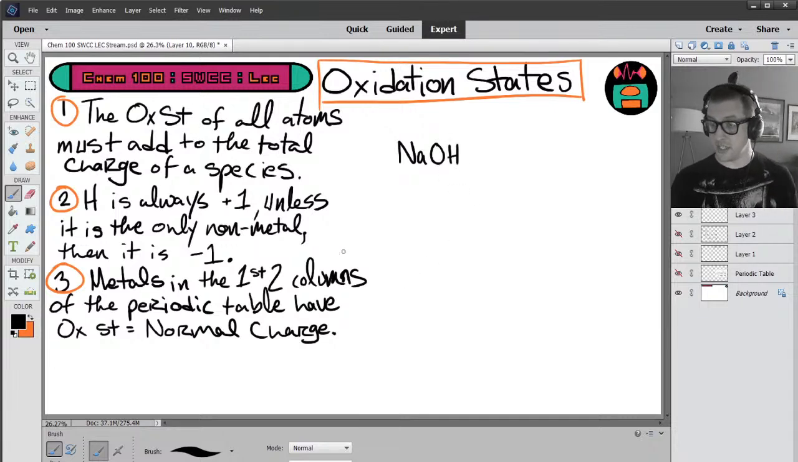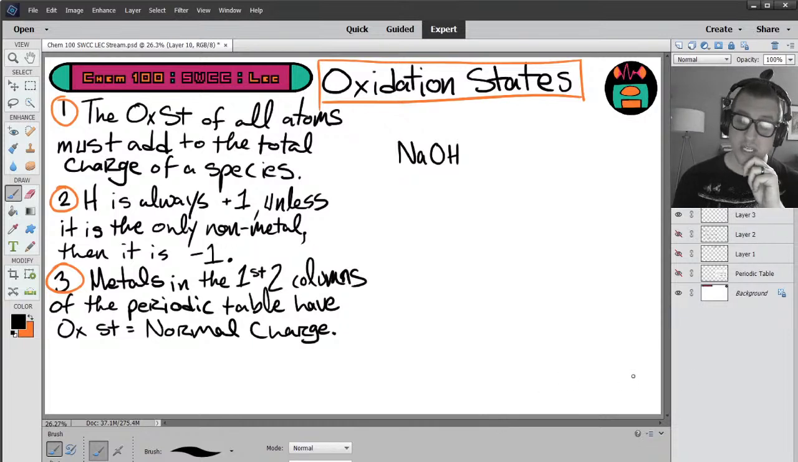Let's assign the oxidation states for every element in sodium hydroxide. Rule number 1 can't help us yet. Rule number 2 applies, right? We have hydrogen in play. When you ask the question, is hydrogen the only nonmetal present? The answer is no, because even though there is a metal present, sodium, there's a different nonmetal present, oxygen. So since hydrogen is not the only nonmetal, it picks up an oxidation state of +1.